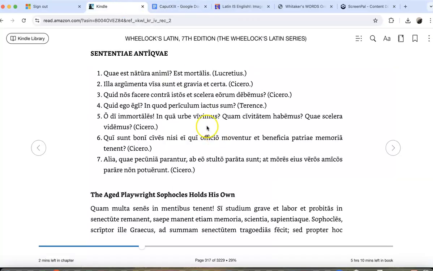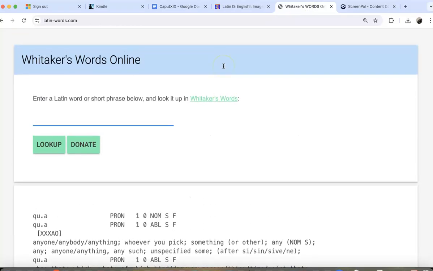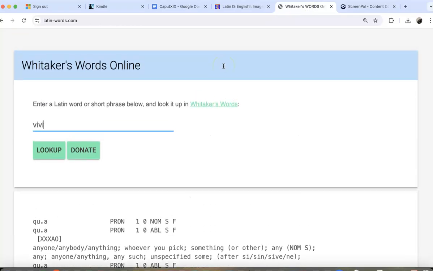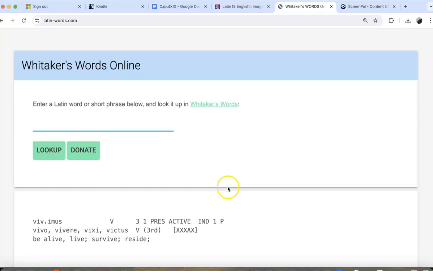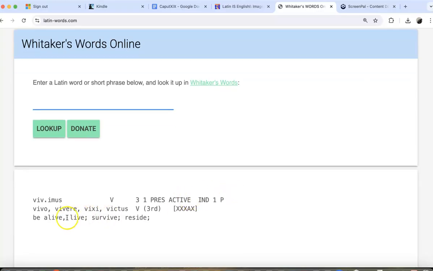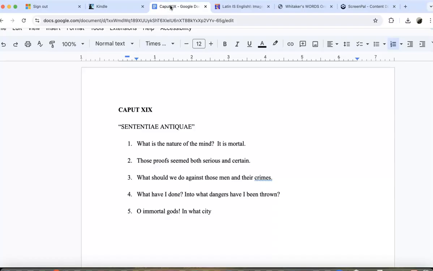And then we have vivimus, which is just basic vocabulary, but it might be a good idea to refresh our memory. Here's present active indicative, and mus, of course, means we. So it means in what city do we live is how that reads there. In what city?